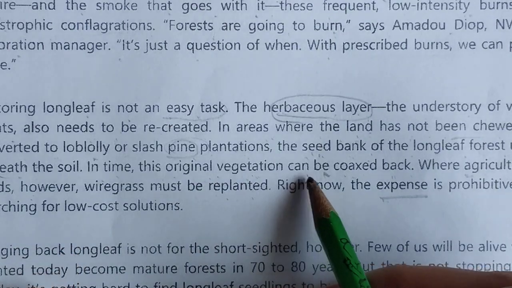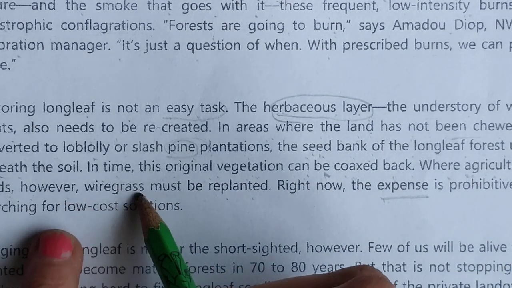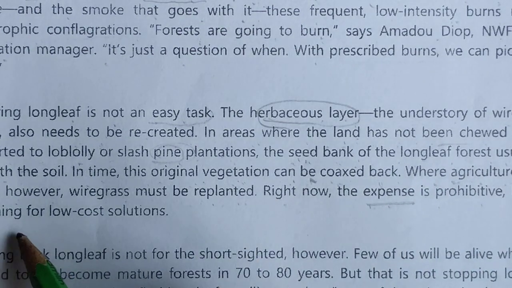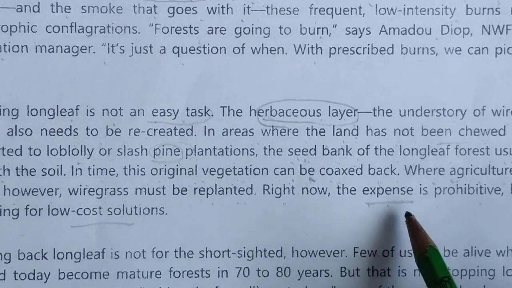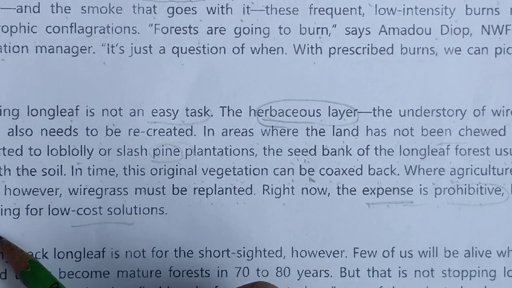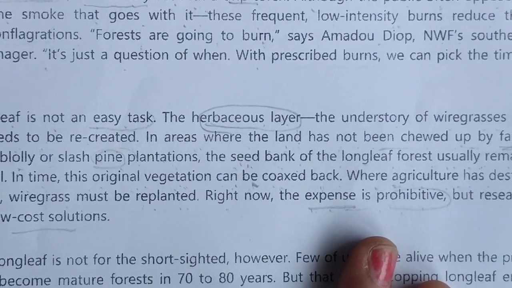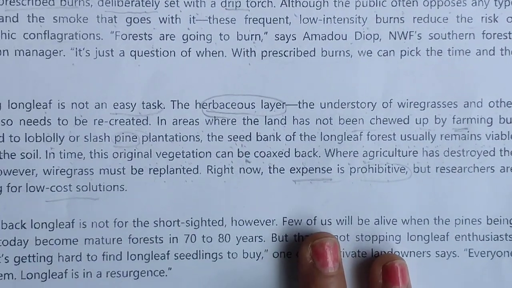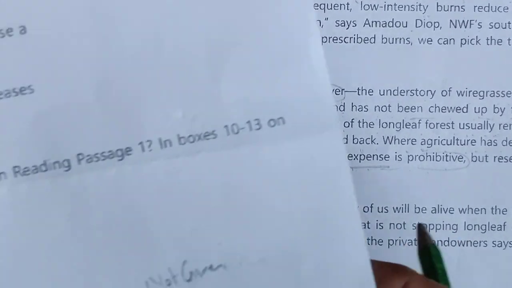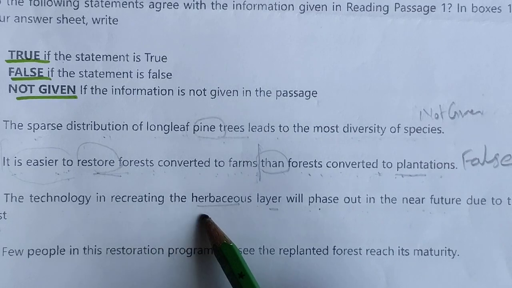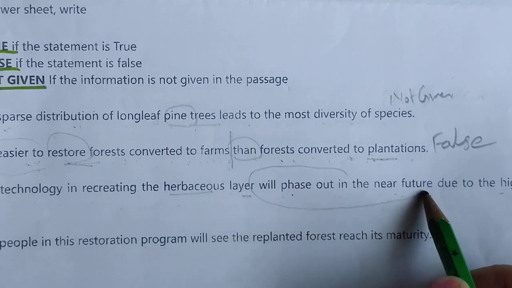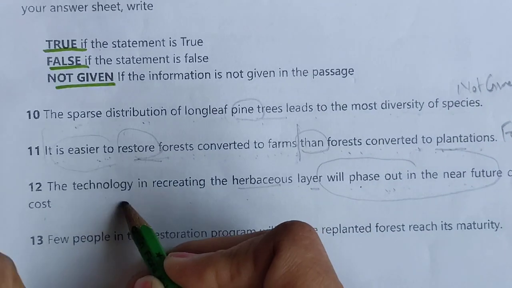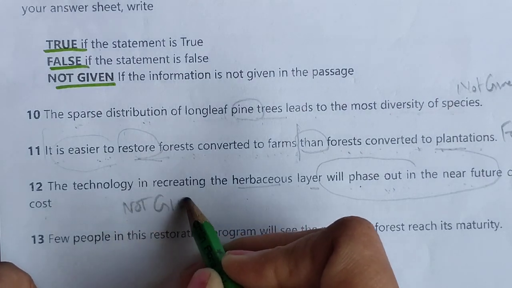Where agriculture had destroyed the seeds, wiregrass must be replanted. Right now, the expense is prohibitive, but researchers are searching for low-cost solutions. You can see this full paragraph. Now what they are asking is whether the technology in recreating this layer will phase out in the near future due to high cost. This is not given; we have not got this thing, so it will be not given.